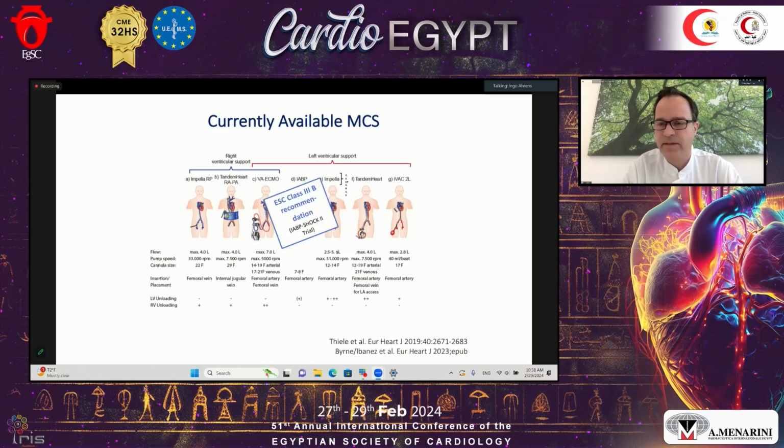After we've seen this IABP-SHOCK trial with the neutral outcome, there was a class 3 recommendation not to use the IABP in cardiogenic shock from the European Society of Cardiology, although there might be circumstances where it is still being used. I can say, at least in Germany, we don't use it anymore, at least for cardiogenic shock.